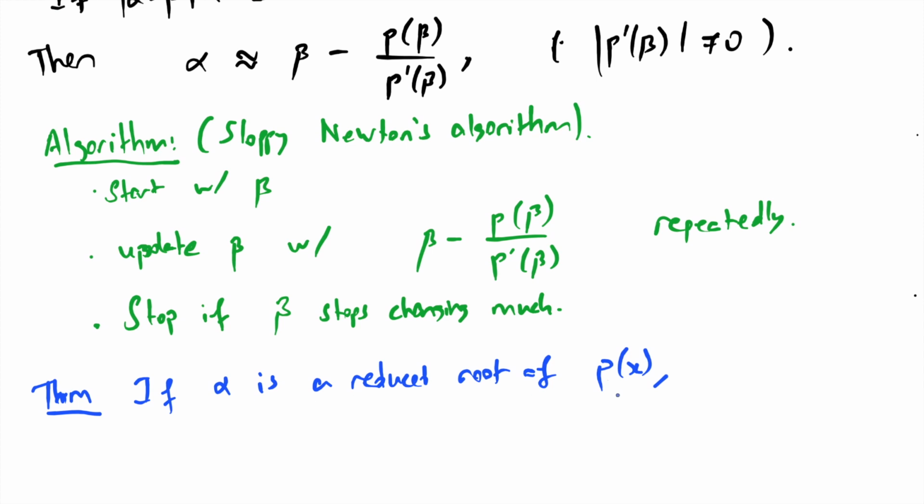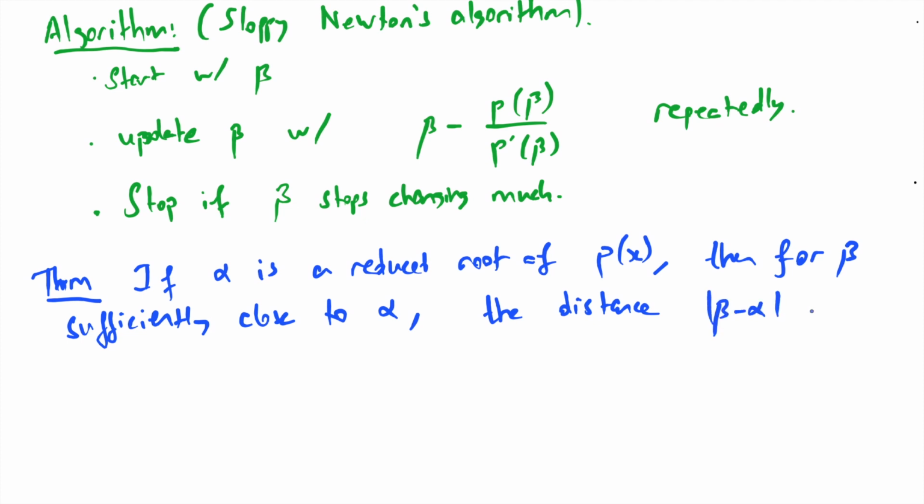So if alpha is a root of p(x), but also a reduced root, so x minus alpha divides p(x), but (x minus alpha) squared would not divide p(x). Yeah, so the zero scheme it defines is reduced at alpha. If this is the case, then for beta sufficiently close to alpha, the distance between beta and alpha upon executing this algorithm improves quadratically at every step. That means the number of digits of beta approximating the digits of alpha doubles at each step. So that's amazing.